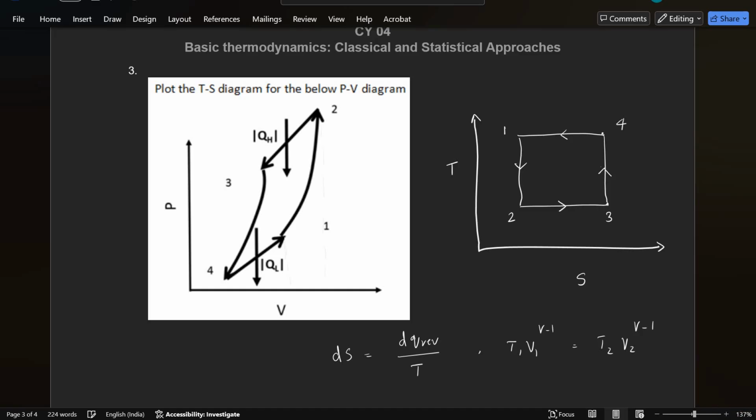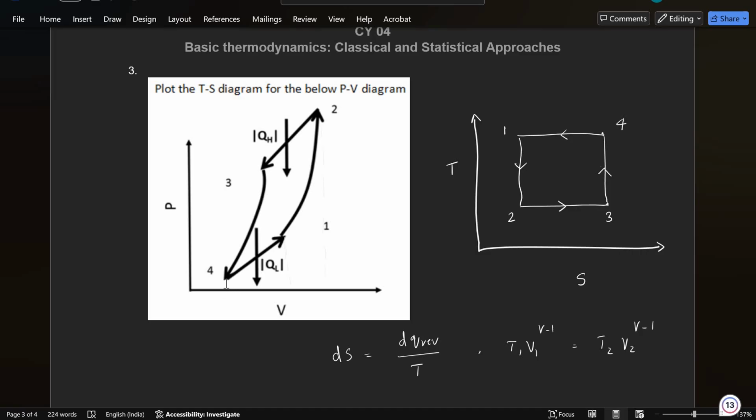Then 3 to 4 is again adiabatic compression. So volume is decreasing. That means temperature is going to increase. And since dq is 0, the entropy change is going to be 0. So again 0, but temperature is increasing. Now the last step is isothermal expansion. Since it's isothermal, temperature is going to be the same and it's expanding. So heat has to come out of the system. So this is coming out, so it is negative. So entropy change is negative.